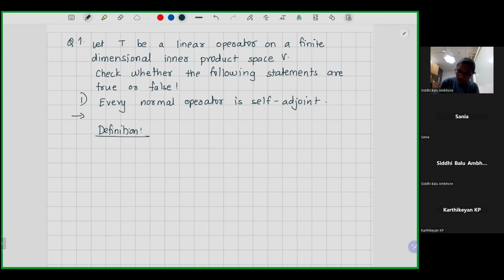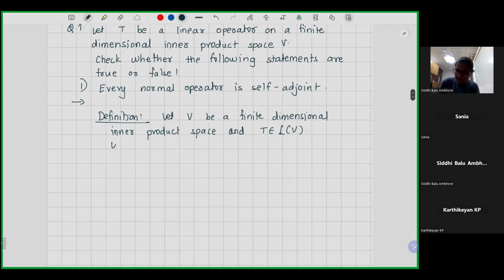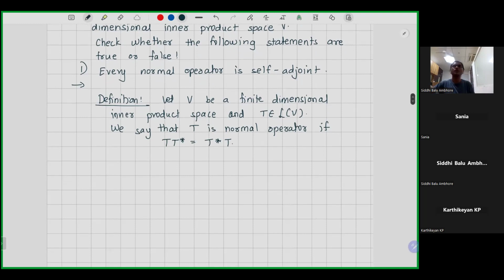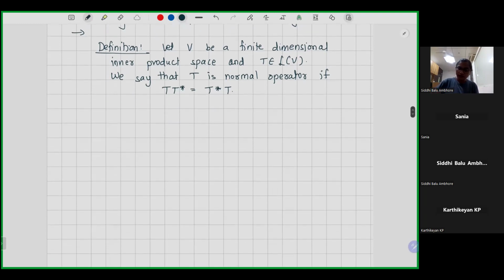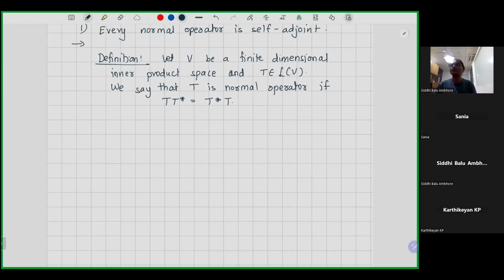So the definition is: let V be a finite dimensional inner product space, and T belongs to L(V), that is, T is a linear operator from V to V. We say that T is a normal operator if T star T is equal to T T star. Okay, so the adjoint composed with the linear transformation, I mean, they commute. The order of composition does not affect the resultant linear operator.